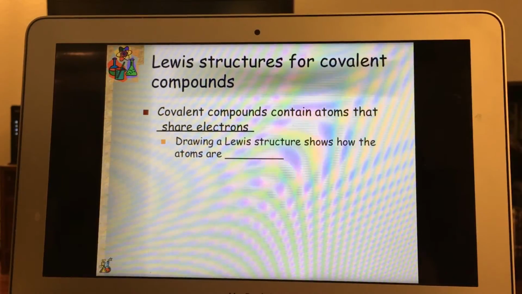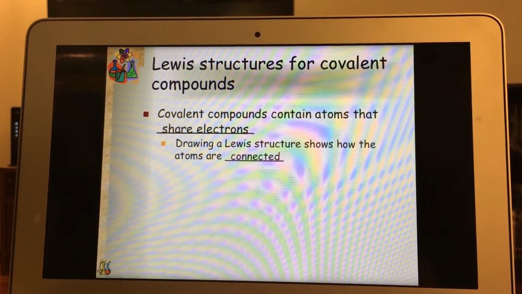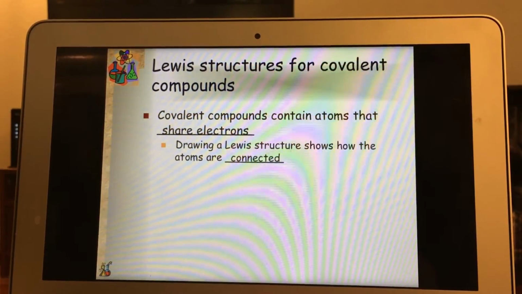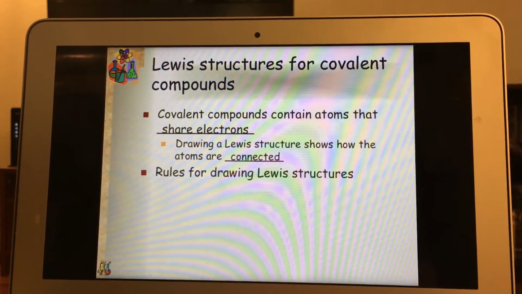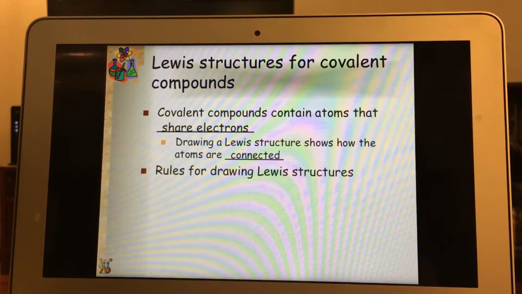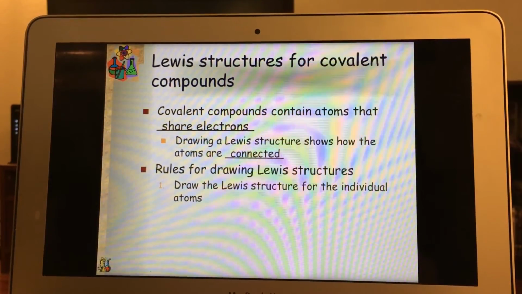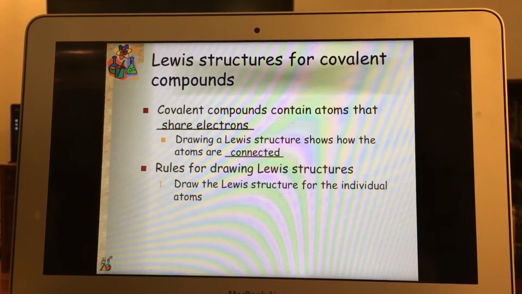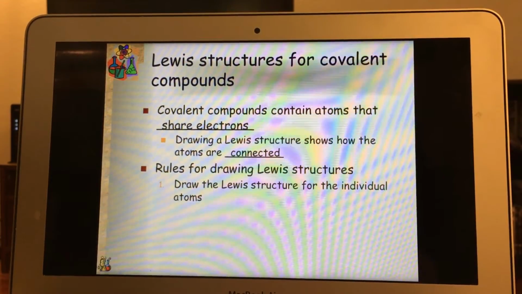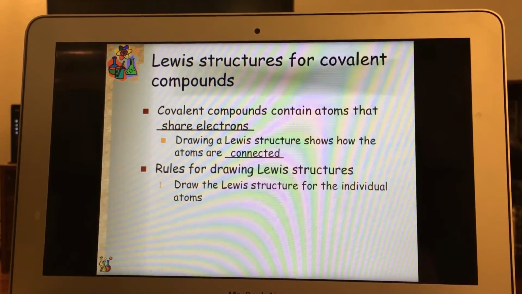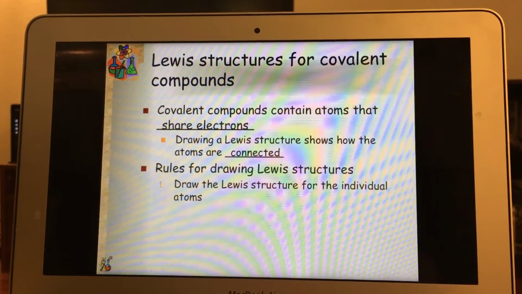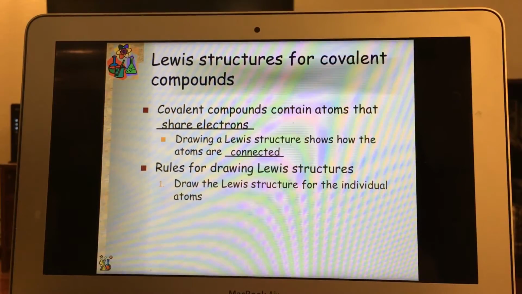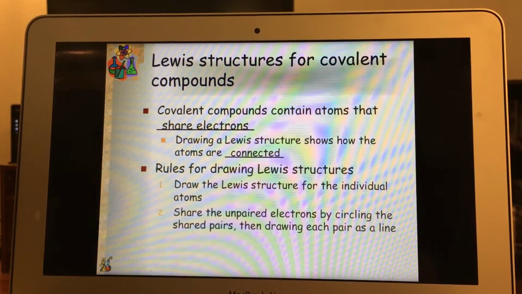Drawing a Lewis structure will allow us to show how the atoms are connected together and how those atoms share electrons. How many, specifically. You should use the following rules when drawing Lewis structures. Begin by drawing the Lewis structures for the individual atoms. As you recall, the Lewis structure for an individual atom involves the element symbol and then the valence electrons drawn around the element symbol in either single electrons or pairs.